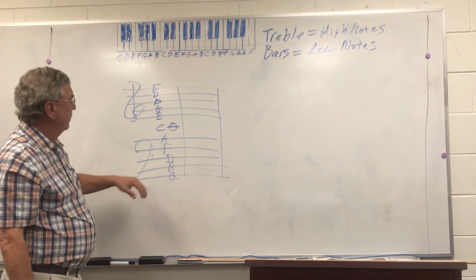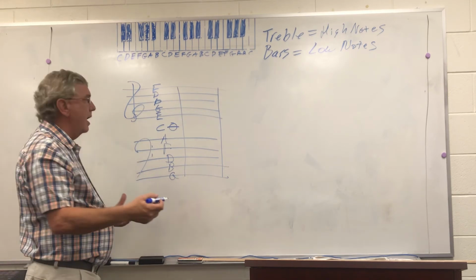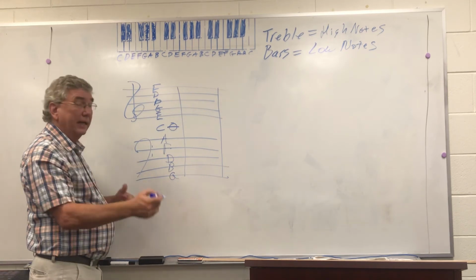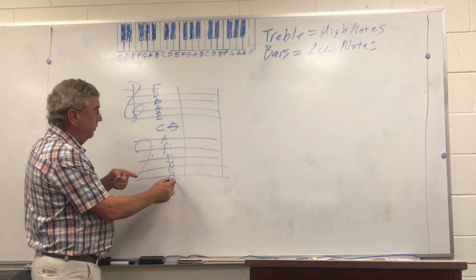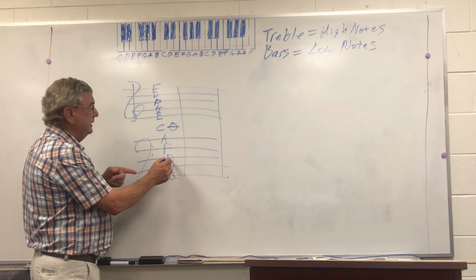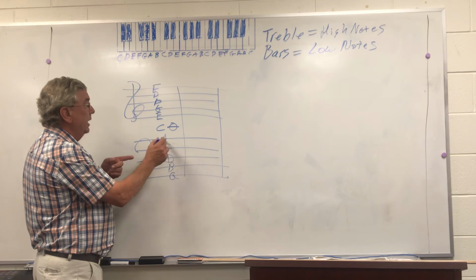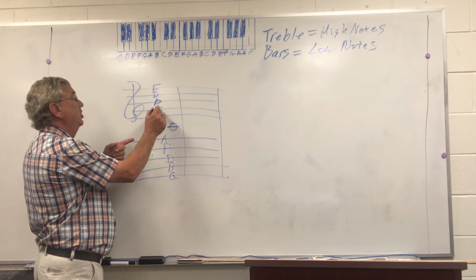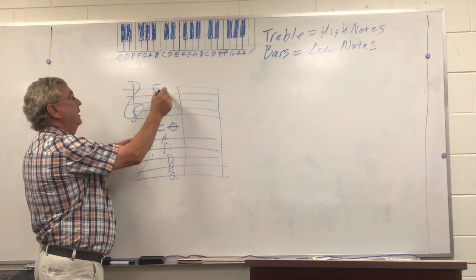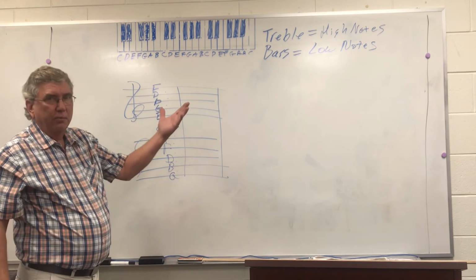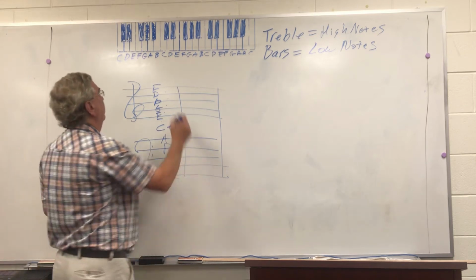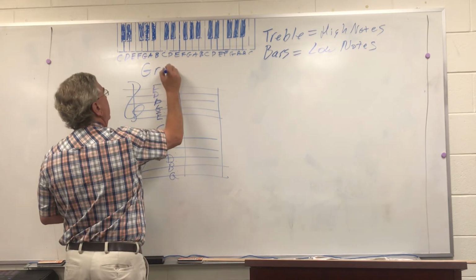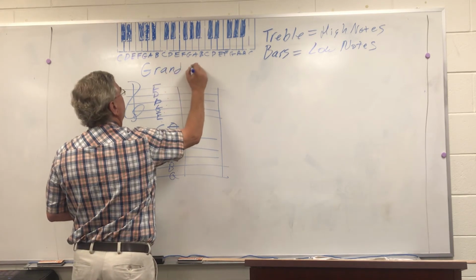So if we did our line space for the alphabet, A, B, C, D, E, F, G. After G, we start over. G, A, B, C, D, E, F, G, A, B, C, D, E, F, G, A, B, C, D, E, F. That's the bass clef and the treble clef together. That's called the grand staff.